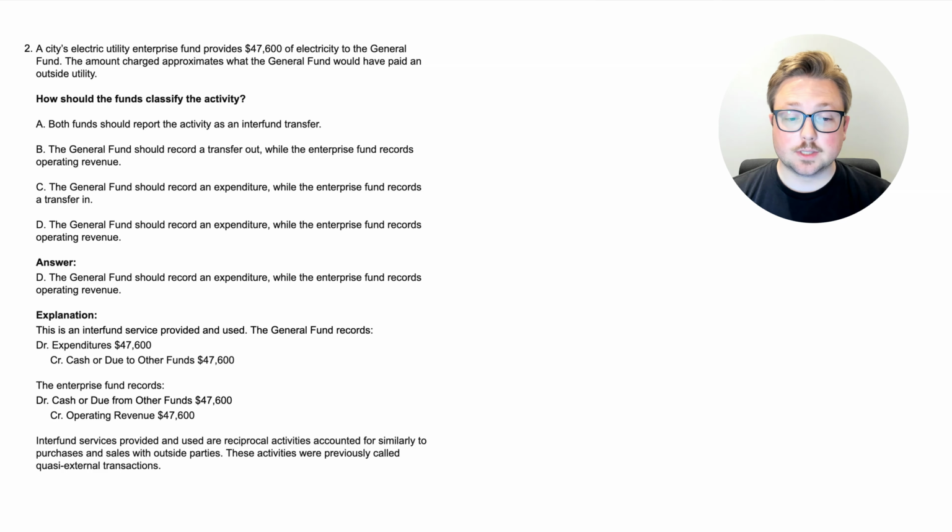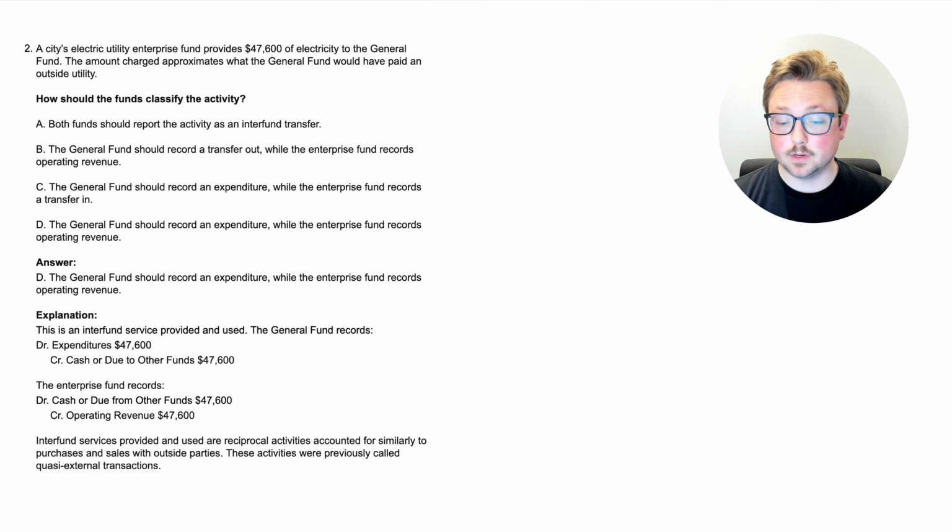The general fund records a debit of $47,600 to expenditures and a credit of cash or due to other funds for $47,600. If they paid the cash right away, they would credit cash. If they have a liability, then they would use due to other funds. And then the enterprise fund records a debit of cash if they got cash, or a debit of due from other funds, and then they would credit operating revenue because, for them, it's revenue. They received money for a service they provided, just like they would for any other client.